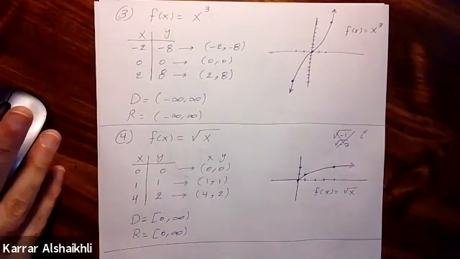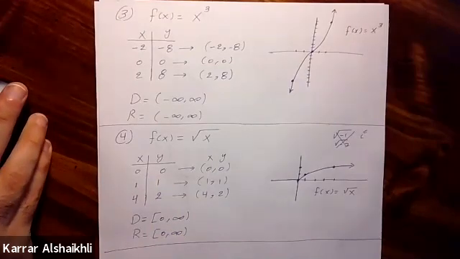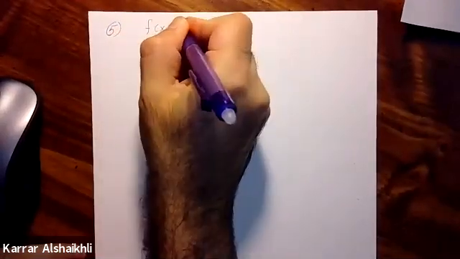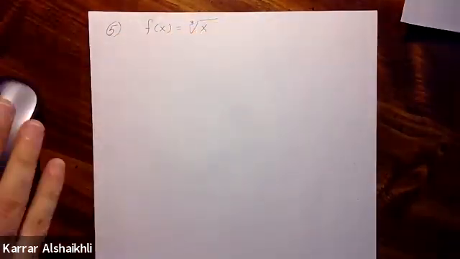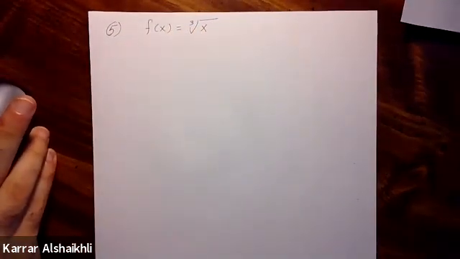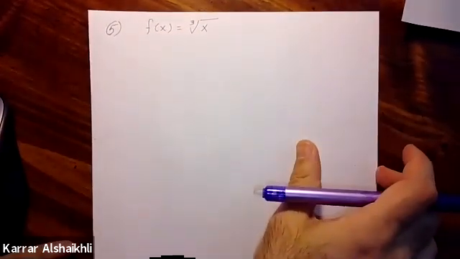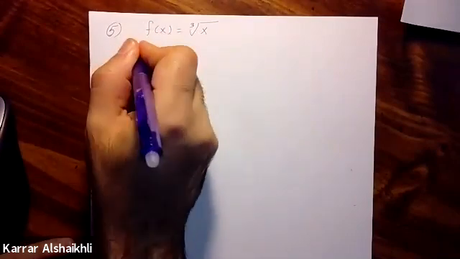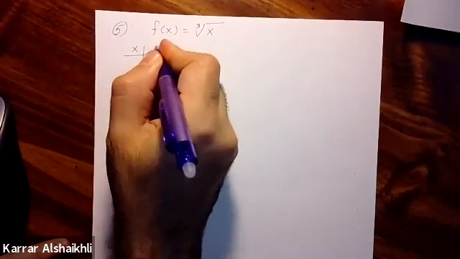2 more functions, and we're going to start doing the piecewise function. f of x equal the cubic root of x. This is the 5th one. How to graph this one? We're going to choose the same points. It's a cubic root, so I'm going to choose numbers with the cubic root. Here's x, here's y.